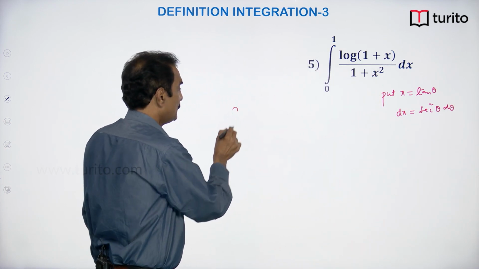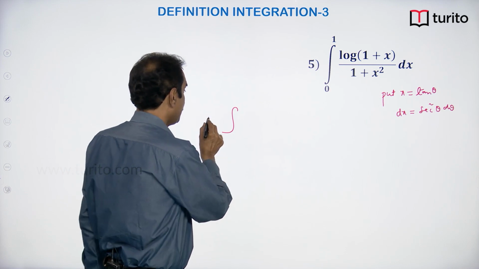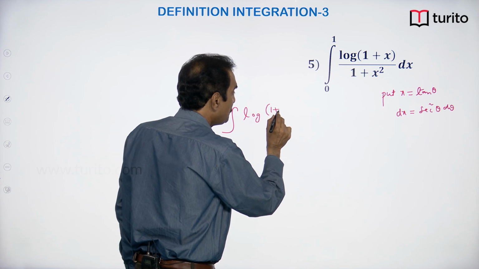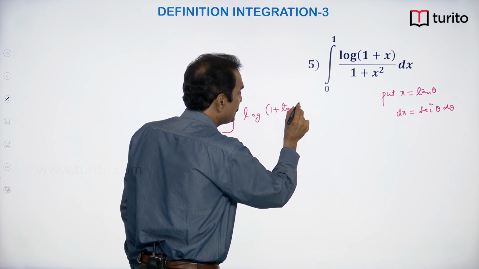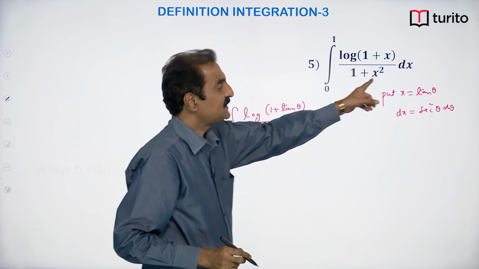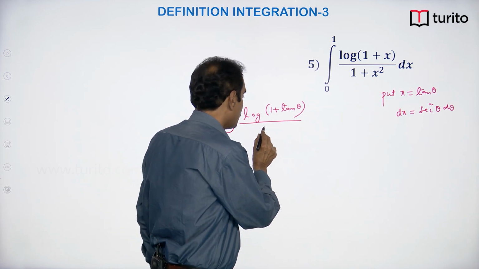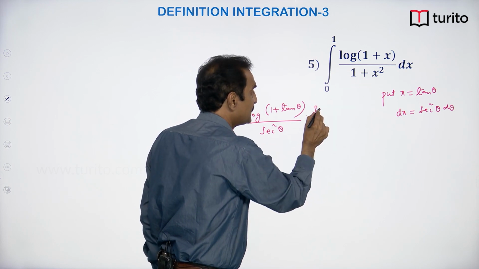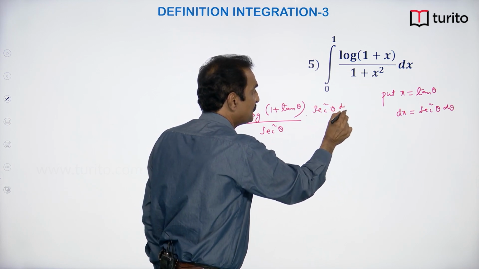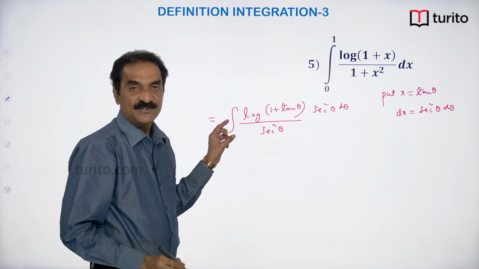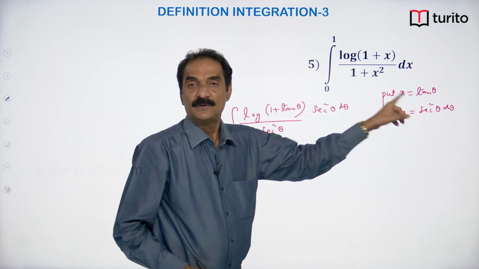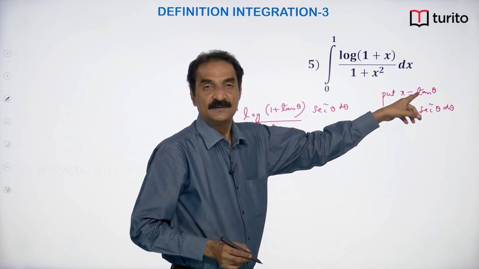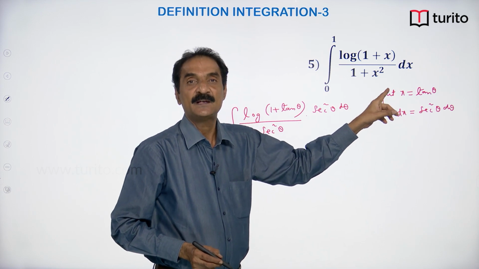Then the integral will be log 1 plus tan theta by 1 plus tan square theta, which is secant square theta, into dx, which is secant square theta. What will be the new limits? If x is 0, theta is 0. If x is 1, if tan theta is 1, then theta is equal to pi by 4.